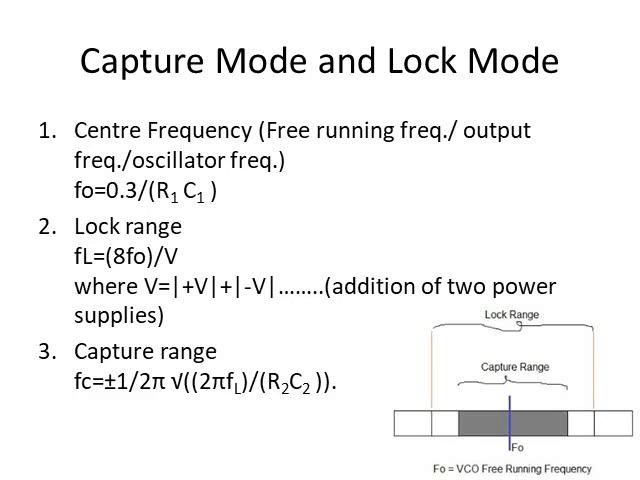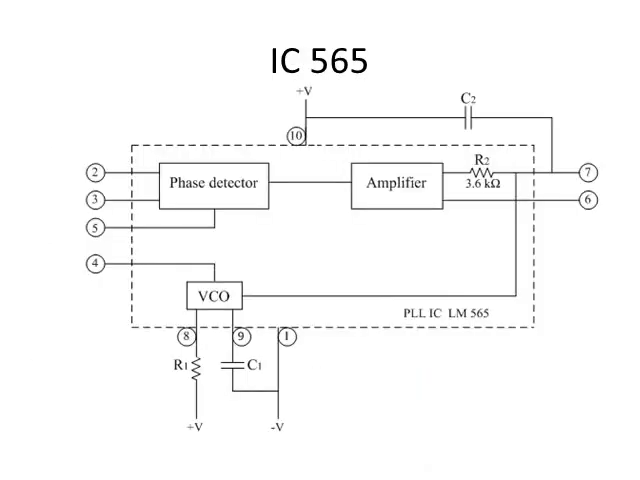The capture range is located inside the lock range. So this is the internal structure of IC 565, the PLL. It consists of a phase detector, amplifier, VCO and low pass filter. Resistance R2 and C2 form a low pass filter. R2 is embedded inside the IC 565 and C2 we have to connect externally. R2 is a fixed value of 3.6 kilo ohm.